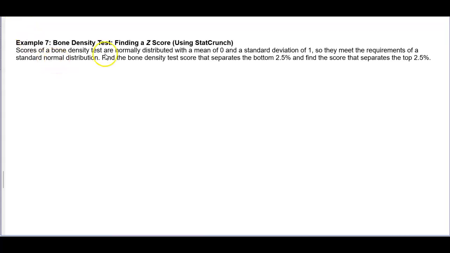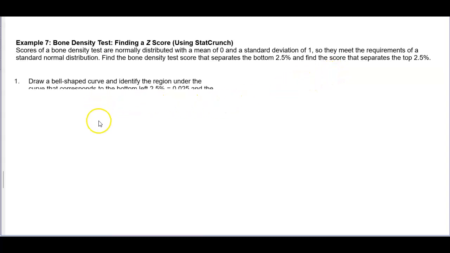Example 7, bone density test, finding a z-score using StatCrunch. Now, scores of a bone density test are normally distributed with a mean of 0 and a standard deviation of 1. So they meet the requirements of a standard normal distribution. Find the bone density test score that separates the bottom 2.5% and find a score that separates the top 2.5%.